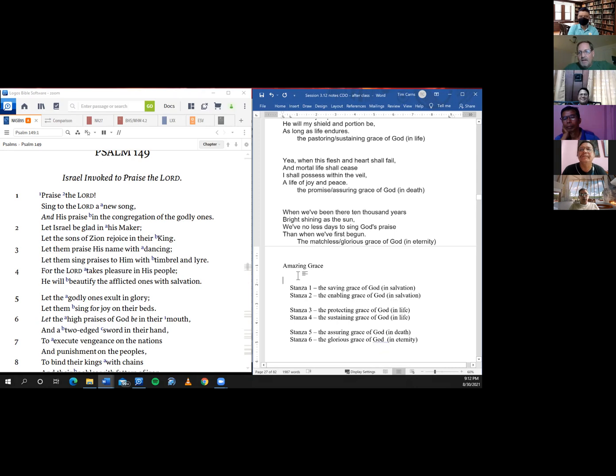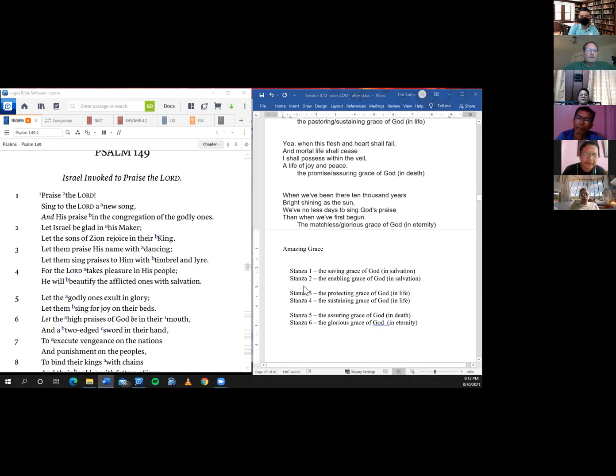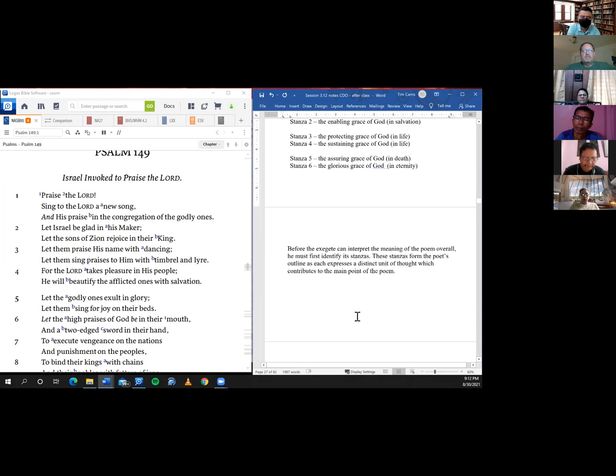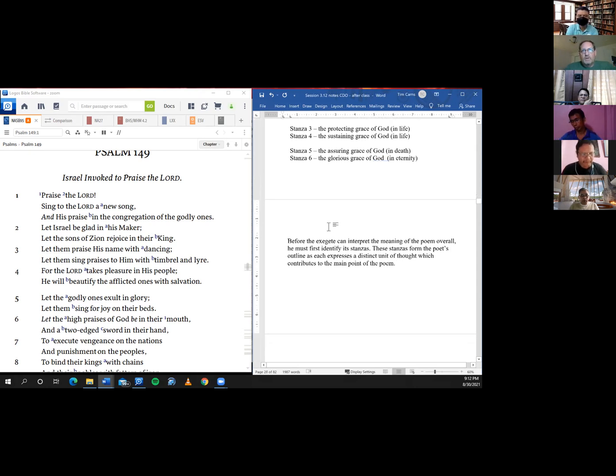It's the same kind of thing in the Psalms. There will be stanzas that each represent a particular unit of thought, and they're all connected together. And so the question then is, how do we identify that structure? I'm going to need to go into some specifics here. Just a summary comment: before the exegete can interpret the meaning of a poem, he has to identify its stanzas, the units of thought.